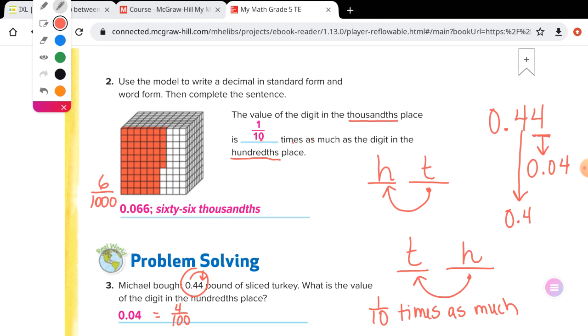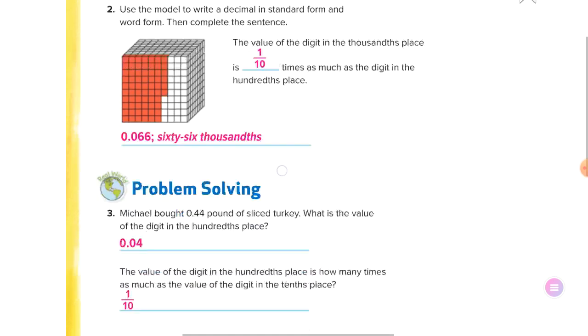Dividing by 10. Is 40 divided by 10 4? Yeah, so the money side of it makes sense. The decimals are still a little fuzzy, but if I can relate it to money, hopefully that makes sense. Okay, let's go on down to number 4.